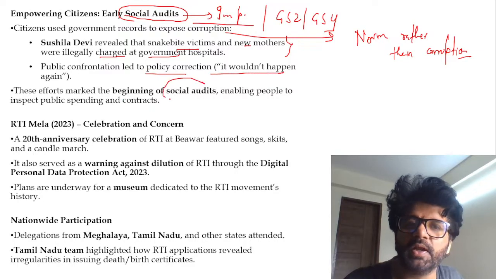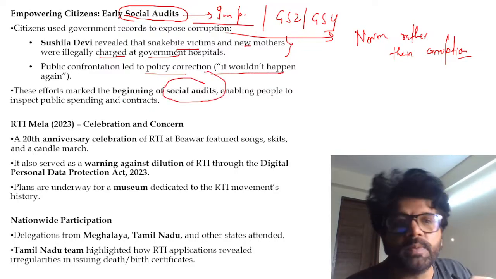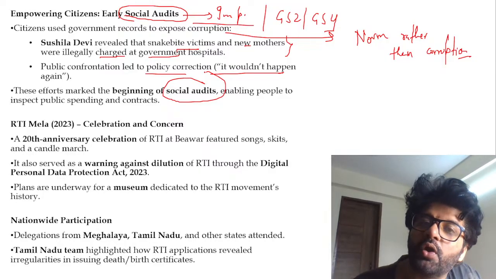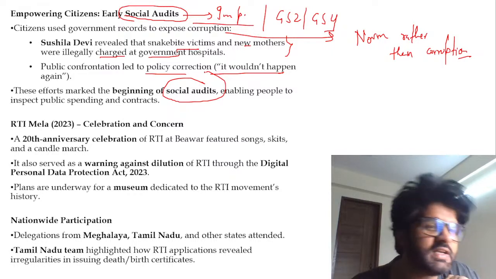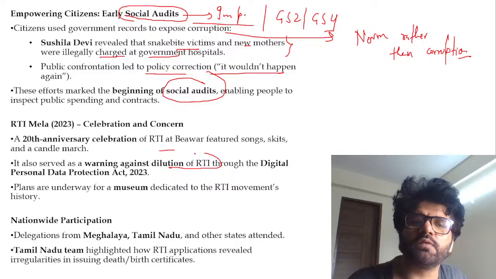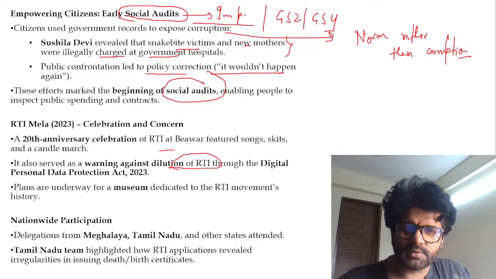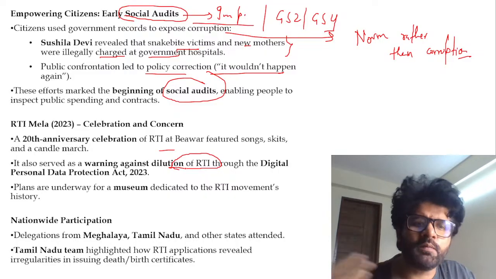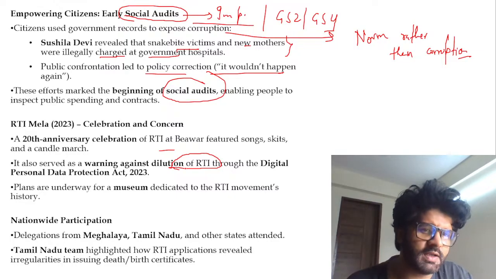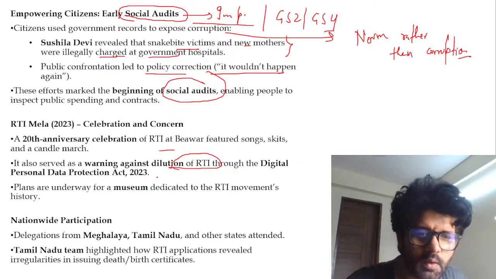So this is the beginning of social audits, where common people are evaluating government documents to see whether they are actually correct or not, or whether you people are fudging data. RTI, Mela, blah, blah, blah. You read all these things. There is a dilution of RTI, which is happening in a subsequent manner. Although if Modi sir is doing this dilution, he must have thought something about it. Why should we challenge the government? Okay, so again, you can read all these things.